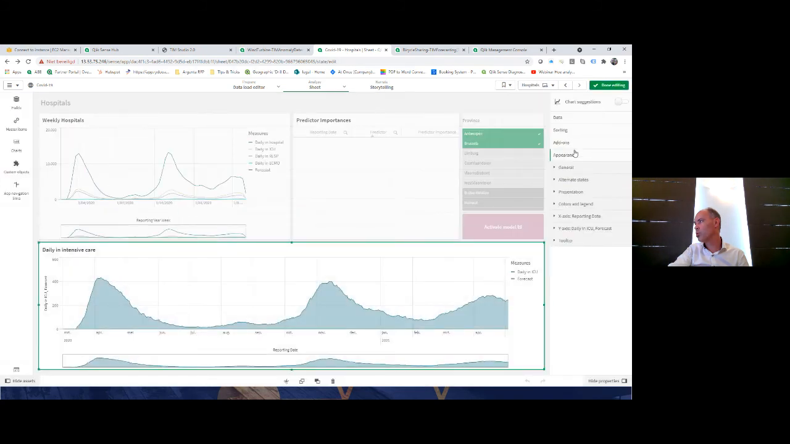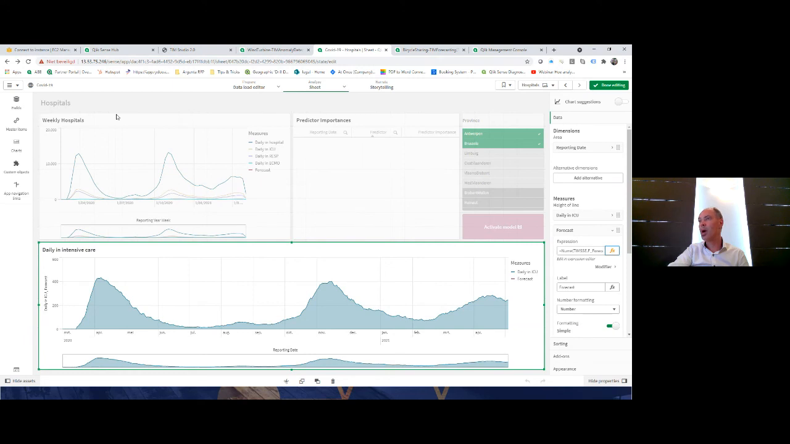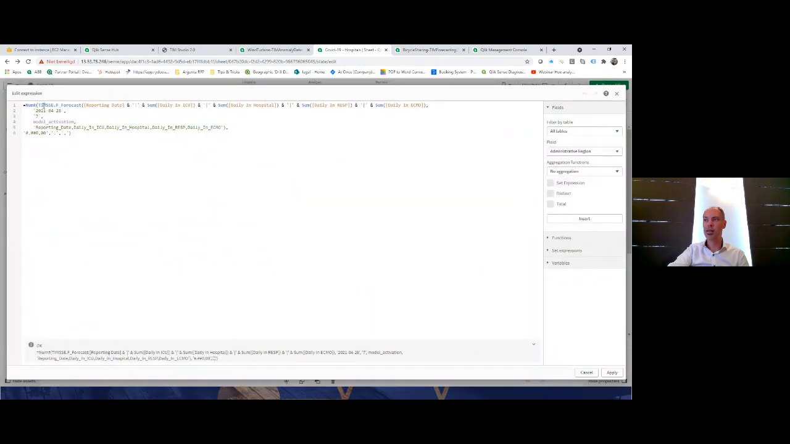So if I, for example, show you how such a forecast expression might look like, then you will just see that it's one function that we call. Of course, this is the forecast function, but there are multiple functions related to the API of TIM. We just provide the dimension, so the date dimension.